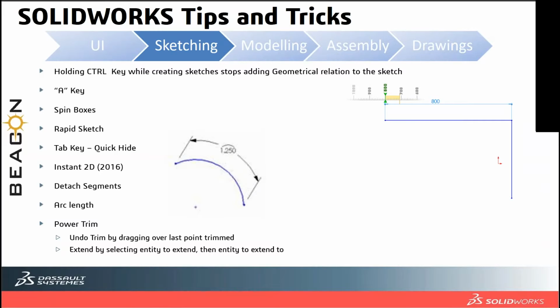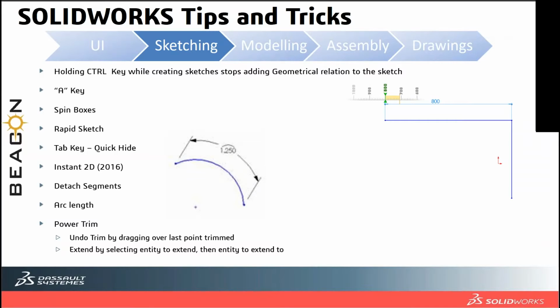So generally we would get the endpoint measurement or the radius of the arc, but now we saw we could even take out an arc length. Just by selecting the 2 points and the arc, we can get an arc length out of it. The next thing we saw was power trim. You saw that you can even undo by dragging over the last point that was trimmed, and the same power trim can also be used to extend the entity as well. Right, this is regarding sketching.